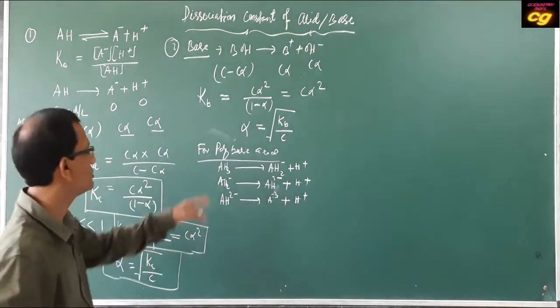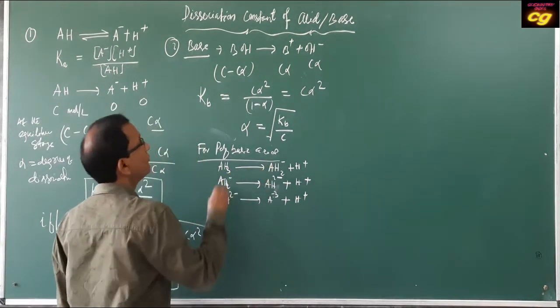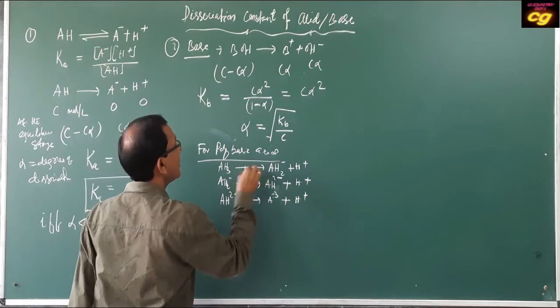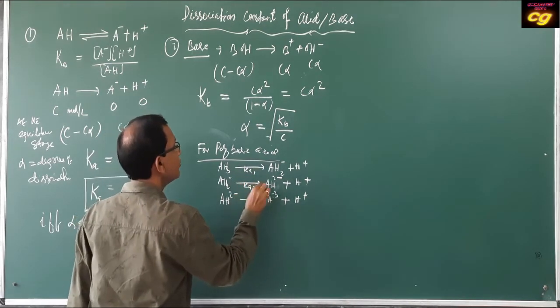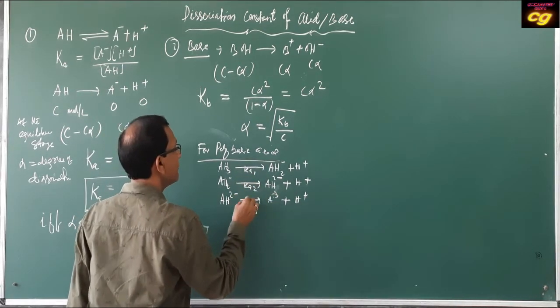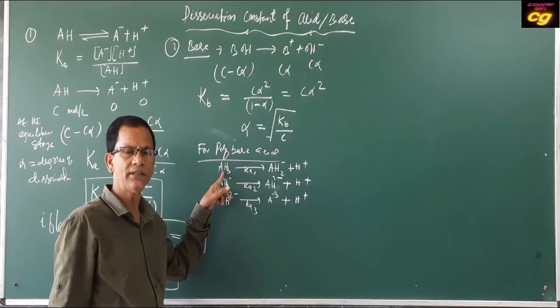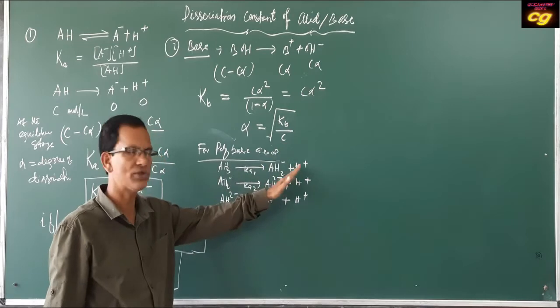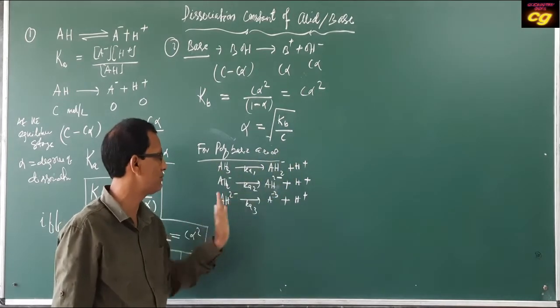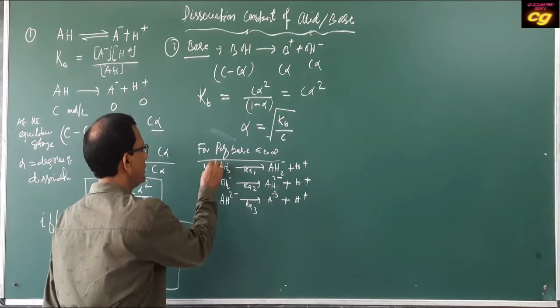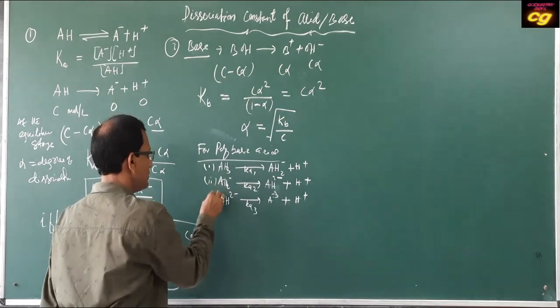Let the dissociation constant of the first step be Ka1, the second Ka2, and the third Ka3, because it has three H plus ions, dissociating step by step: step 1, step 2, step 3.